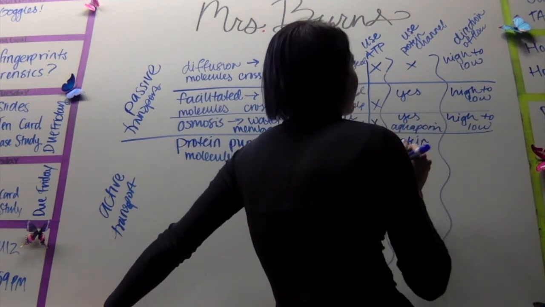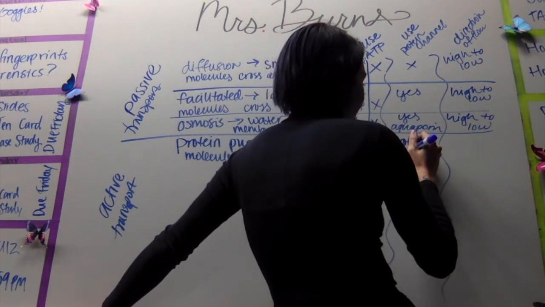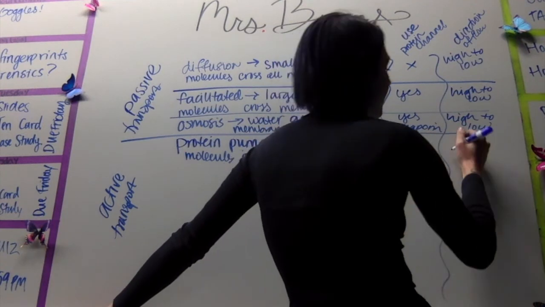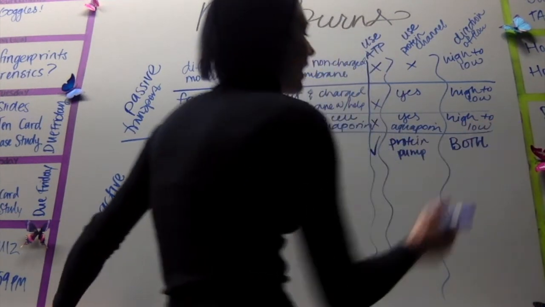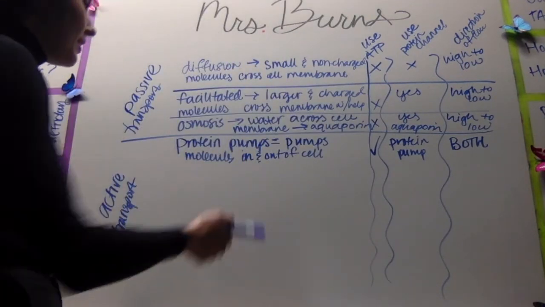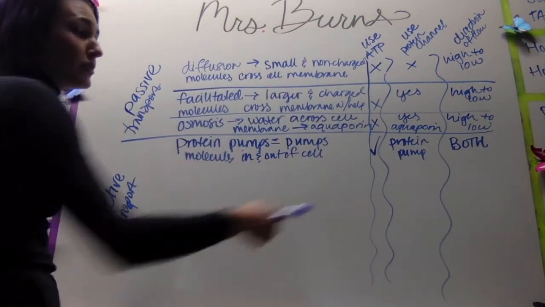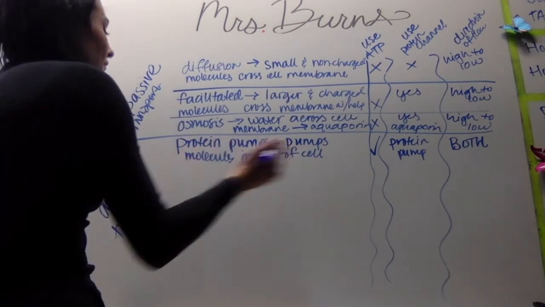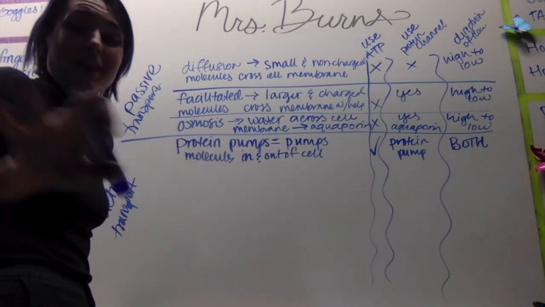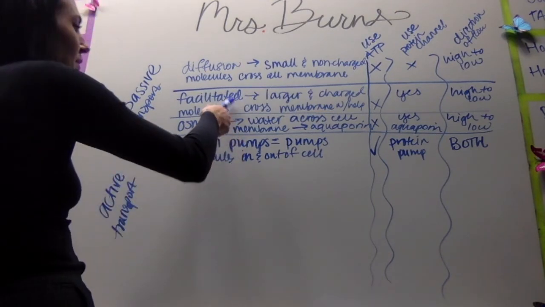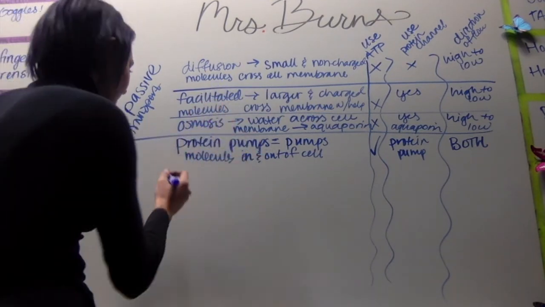So they do need the help of a protein and they go in either direction. They can go from low to high, or they can go from high to low. That's the benefit of having the pump and using energy, is that you have control over the direction. So if the cell wants a lot of something or none of something, they can do that instead of having to deal with having a balance of it, if that makes sense.